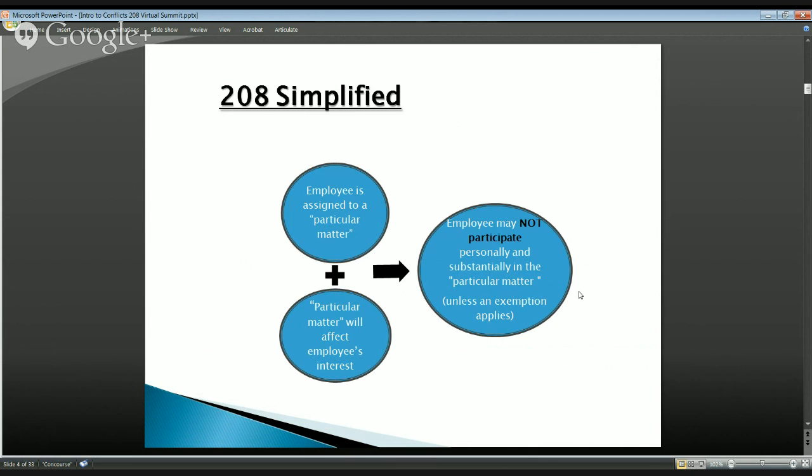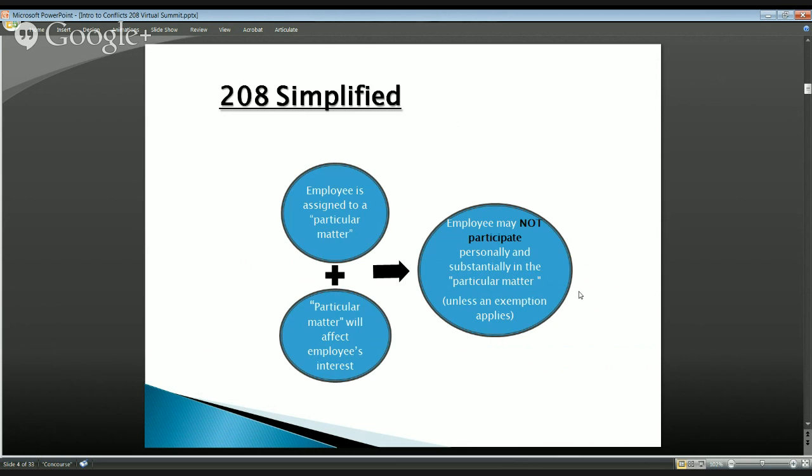So let's look at the two elements that we're really focused on. When we're brass tacks simplifying 18 U.S.C. Section 208, what are we concerned with, Ryan? So what we're concerned with is when an employee is assigned to a particular matter, and we're going to break particular matter out into a lot more detail in just a few minutes. But what we're talking about is when the employee is assigned to do a particular bit of government work, official capacity work. And when you couple that with that particular bit of government work having an effect on the employee's own pecuniary interest, that's where we have a problem. That's where we need to worry about the employee participating.